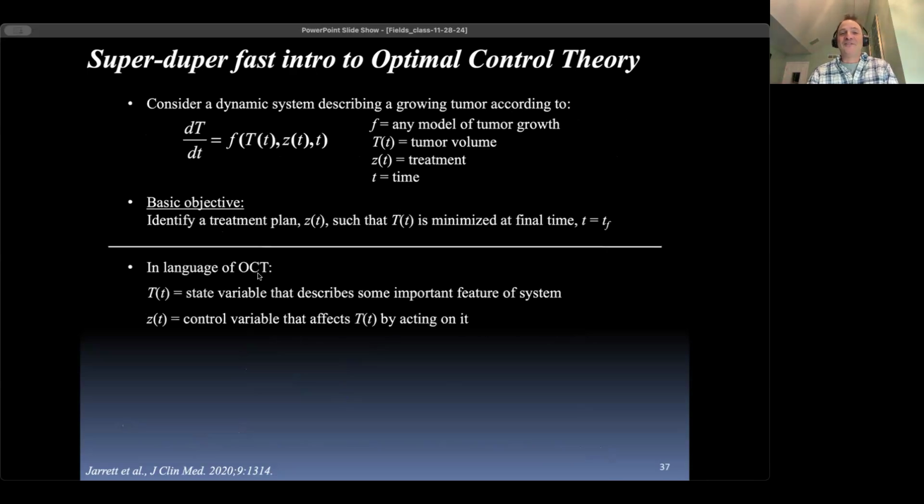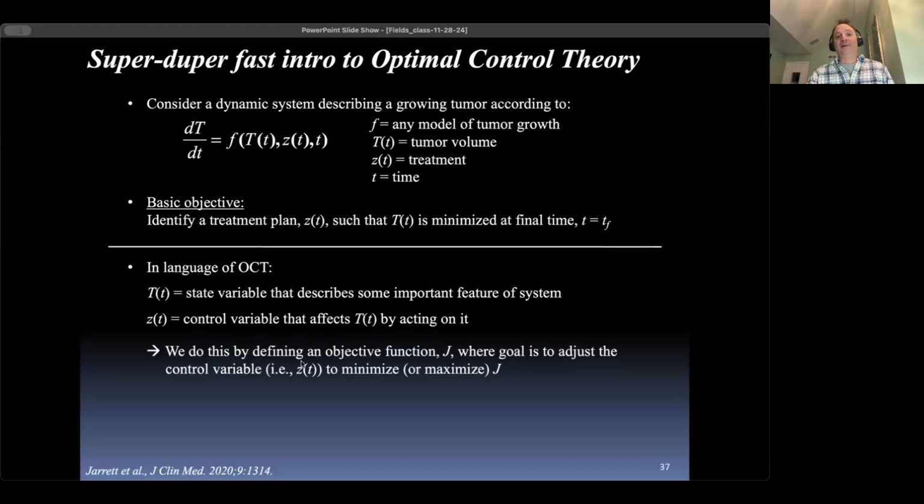Okay. So in the language of optimal control theory, T of T is the state variable that describes whatever important features of the system you are having. It could be tumor volume, it could be tumor cellularity, which is what our team has always done and what we've talked about on Tuesday and Thursday. That's that N of X comma T that we've seen there. That could be the important thing. It could also be metabolism or proliferation or whatever it is that you think is important about your tumor. That's your state variable. And then Z of T is your control variable that affects that state variable by acting on it.